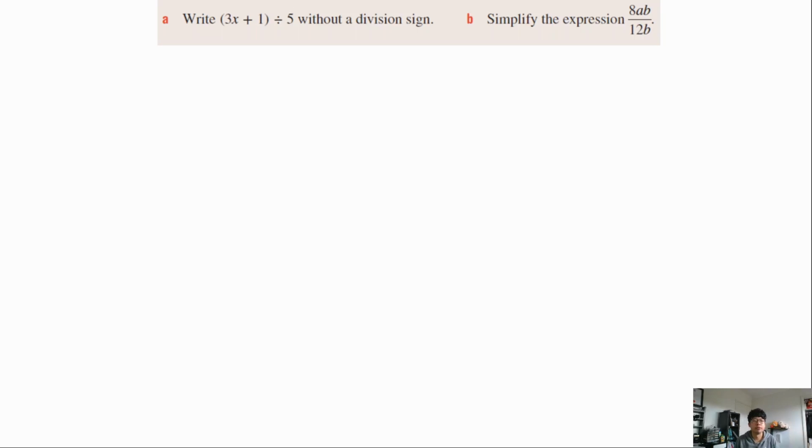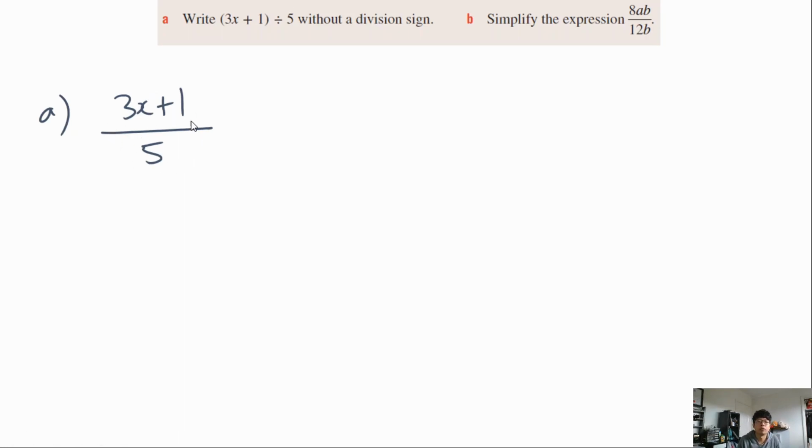Alright, now moving on to division. Write (3x + 1) divided by 5 without a division sign. So that would simply be 3x + 1, which is the bracket part, over 5. That's telling us we do that first, and then we divide the answer of that by 5.